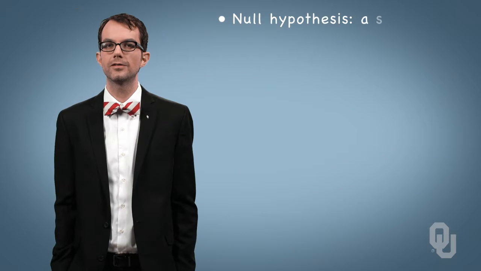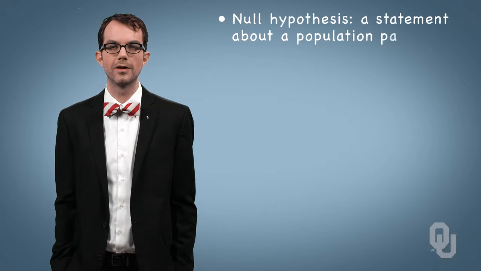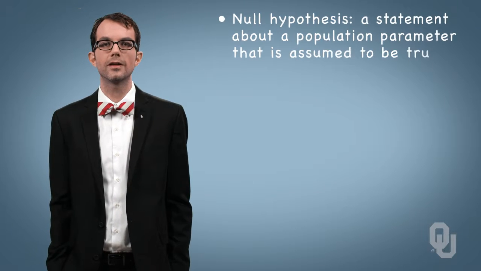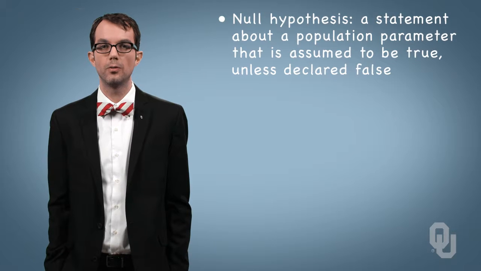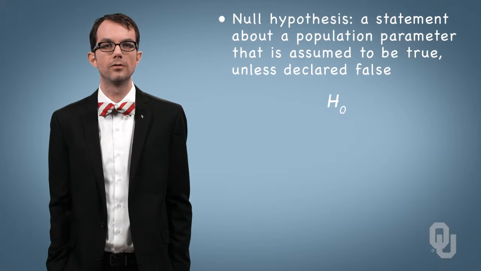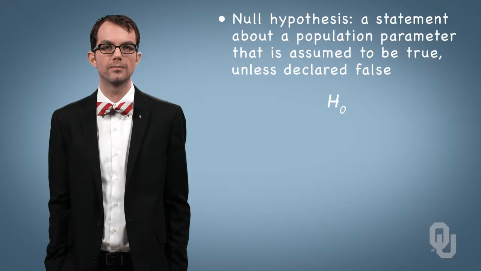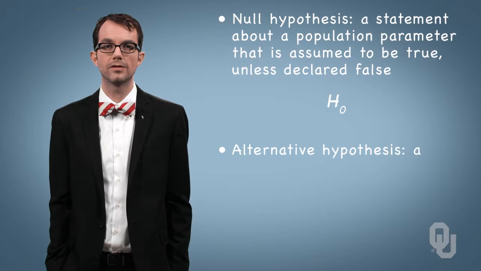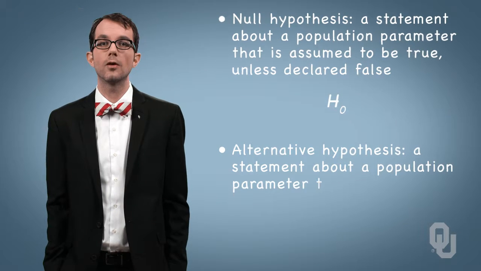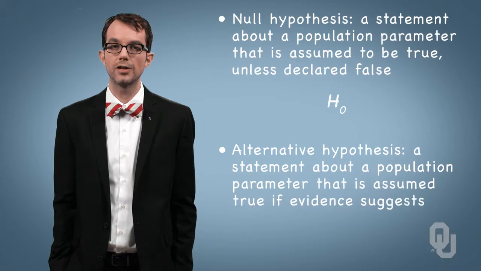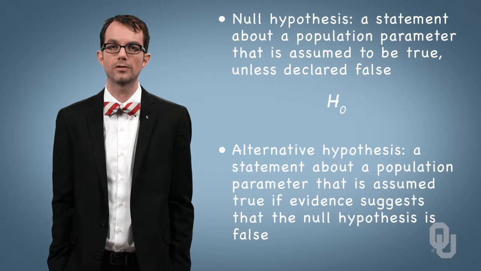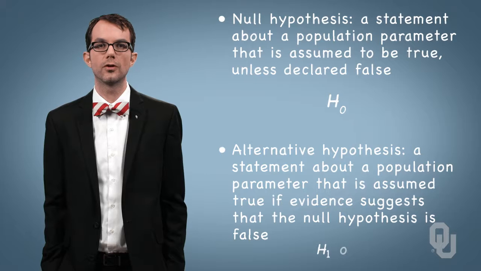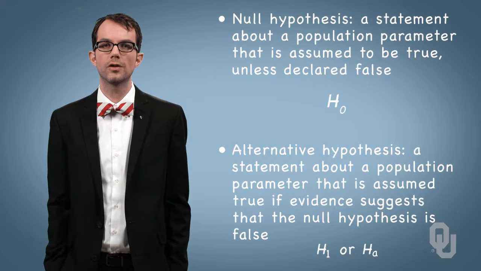A null hypothesis is a statement about a population parameter that is assumed to be true until it's otherwise declared false. We use H0 or H naught to refer to the null hypothesis. An alternative hypothesis is a statement about a population parameter that will be assumed to be true if evidence suggests that the null hypothesis is false. We use H1 to refer to the alternative hypothesis, or sometimes HA is used.